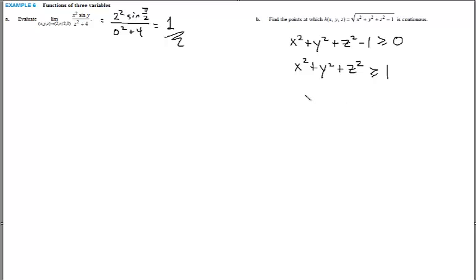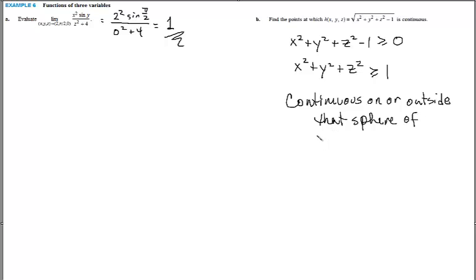So we'll say it's continuous at all points on or outside that sphere of radius 1 in R3. And that's it for this section.